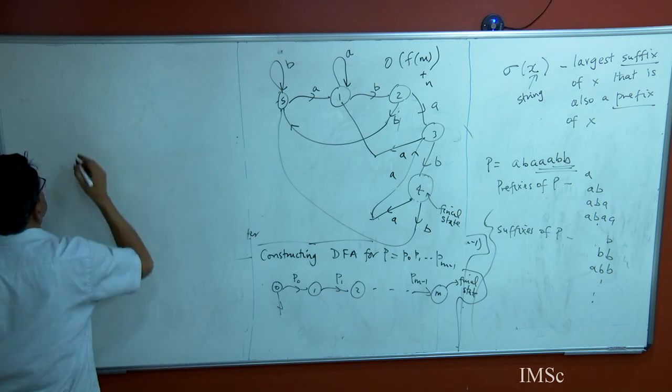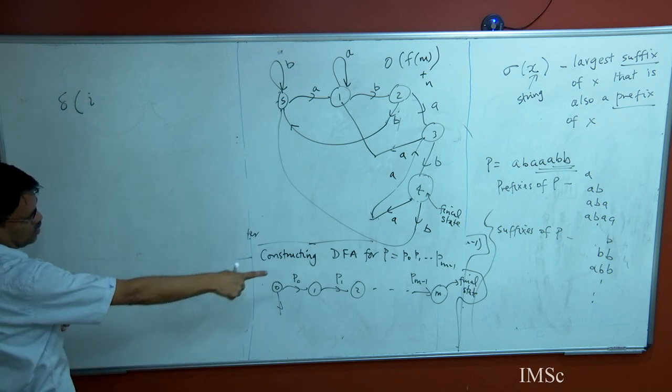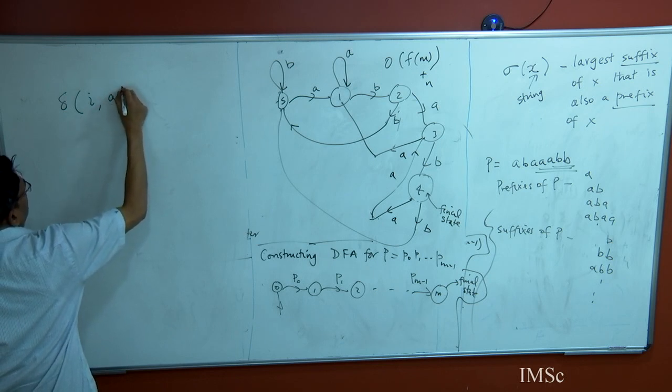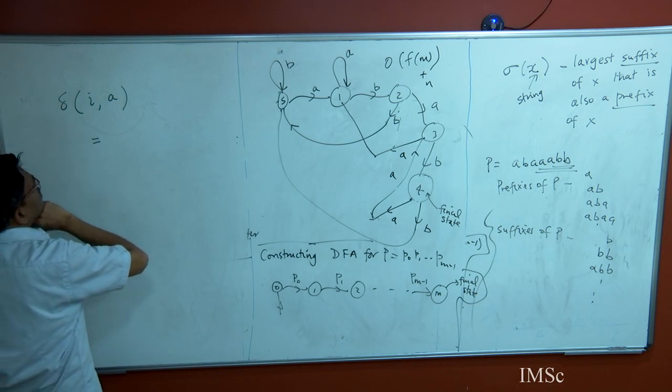And here it is. So if I am in state i, and if I see character A, where should I go? So, let us again put some notation.